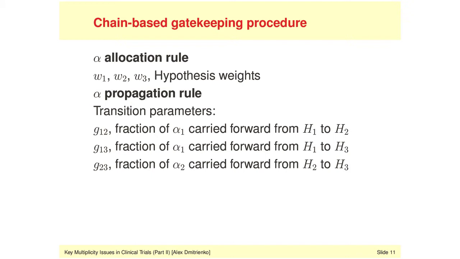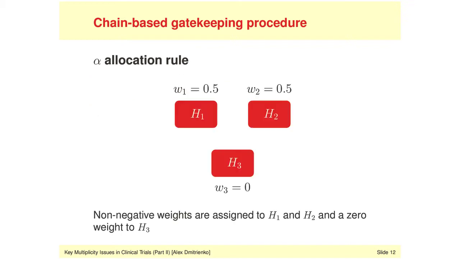To set up a parallel gatekeeping strategy for the simple multiplicity problem in example 2, we will need to refresh our memory and go back to this section in part 1 of this online training course where we talked about the structure of chain or graphical procedures. The class of graphical procedures, as I emphasized in part 1, supports very flexible testing strategies, and this is due to the fact that chain testing algorithms are built using the following two rules. They're known as the alpha allocation rule and the alpha propagation rule.